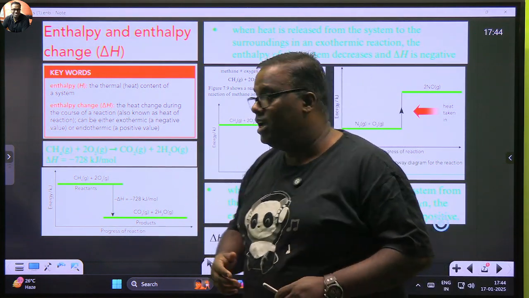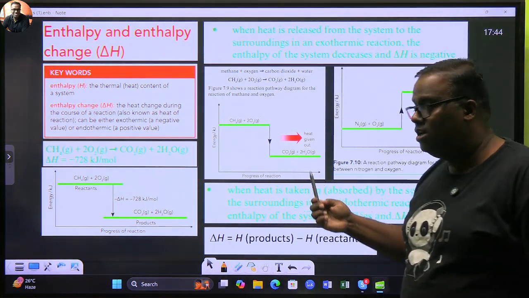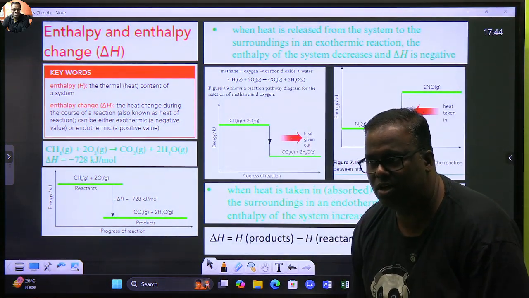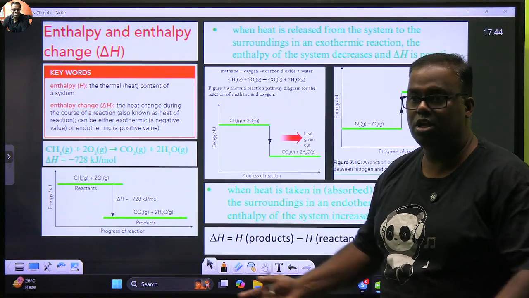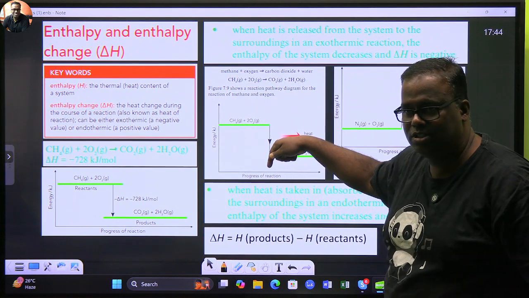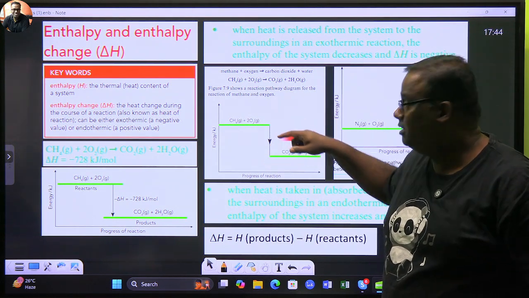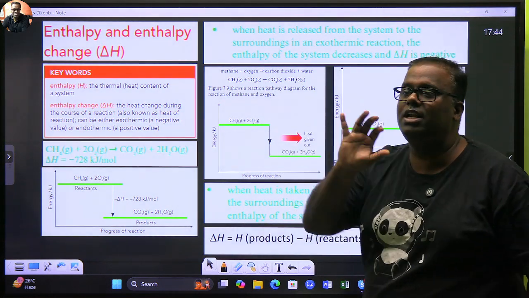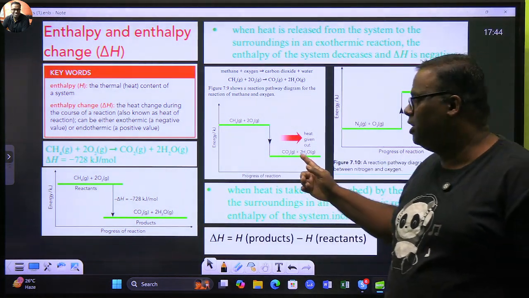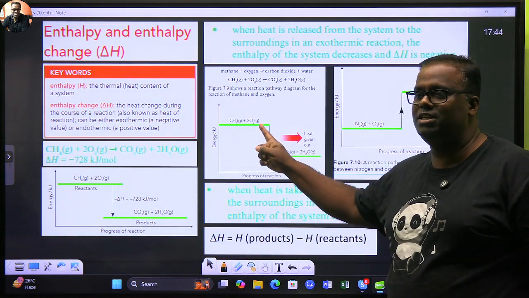We say in an exothermic reaction, when the system releases energy, the system's energy has come down. Obviously, the surrounding has become hot. Then we say the energy has gone out. And this change in energy is taken as negative. If it confuses your mind, you always remember any change is final minus initial.